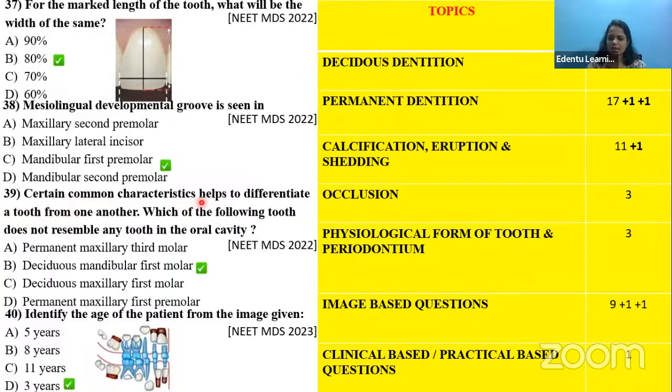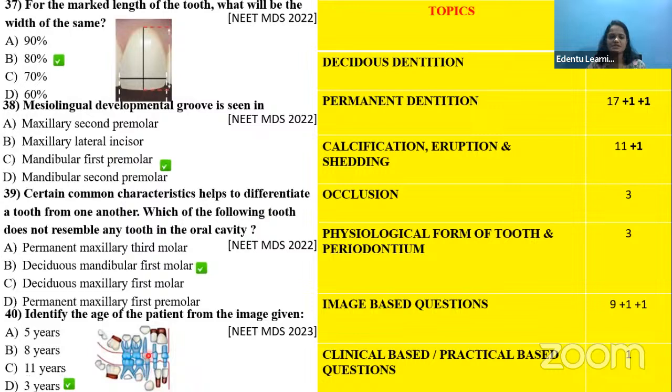Certain common characteristics help to differentiate one tooth from another. Which of the following teeth does not resemble any tooth in the oral cavity? So the deciduous mandibular first molar does not resemble any tooth in the oral cavity. So we are putting it under the deciduous dentition topic here.